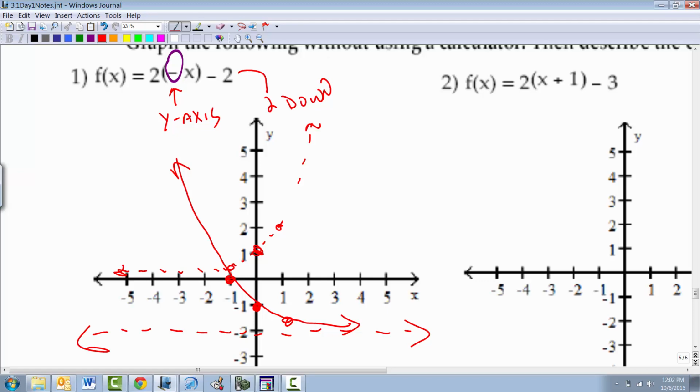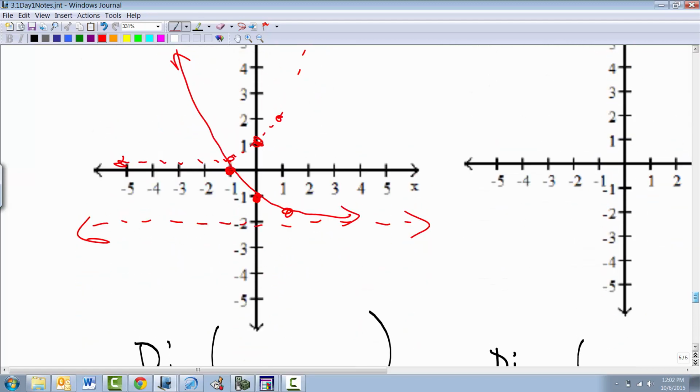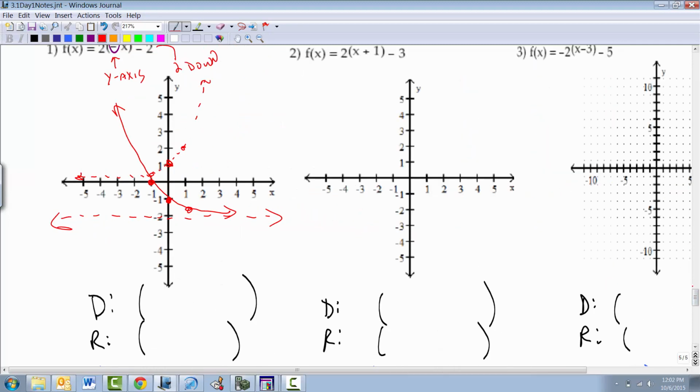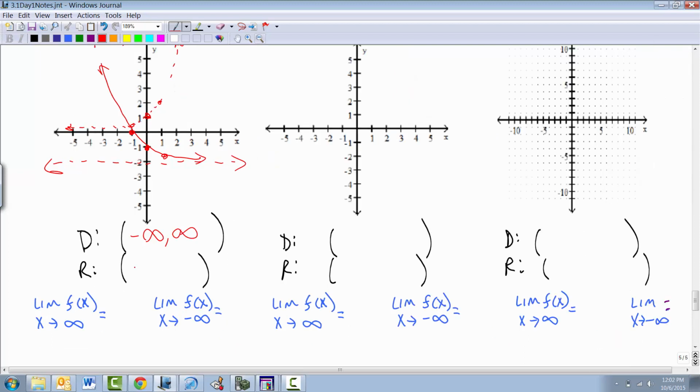Okay, so then real quick, what's the domain of this picture? What's the domain of that picture? It's everything. But what's the range? That's a better question. What's the range? It's -2 to infinity. And then now this changed from increasing to now what? Decreasing. What's the limit as x approaches infinity? -2. But as x goes to negative infinity, okay, it's infinity actually. Okay?